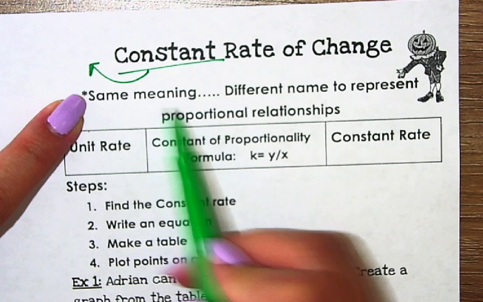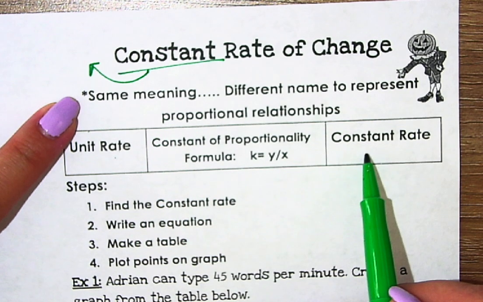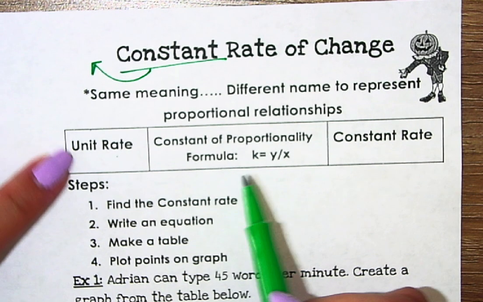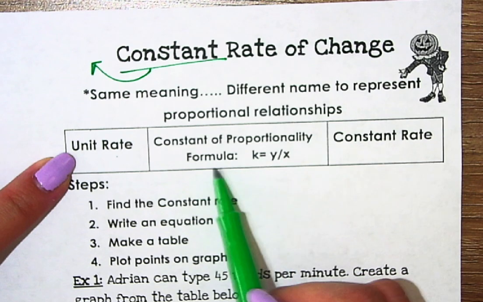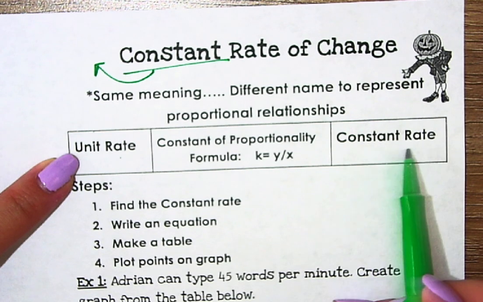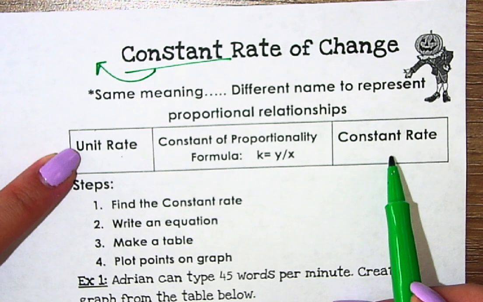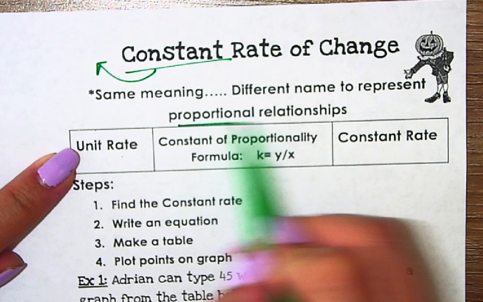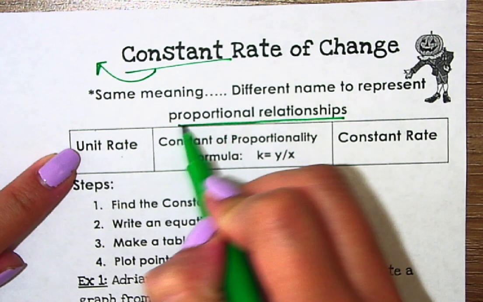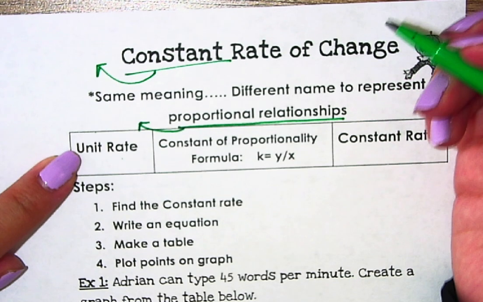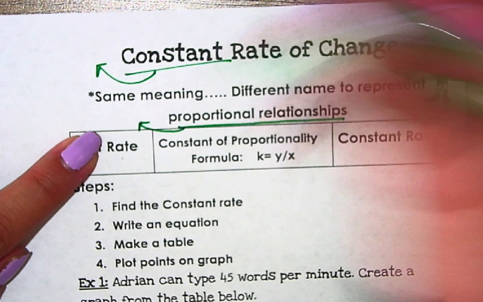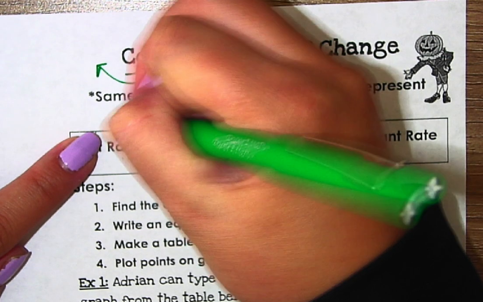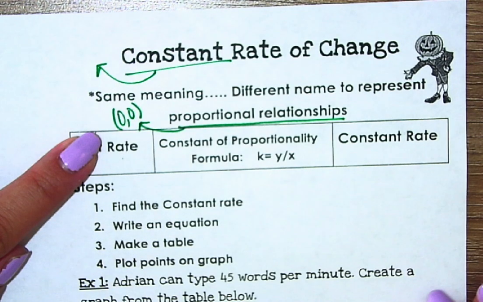So these three vocabulary words are all the same: unit rate, constant rate of proportionality, and constant rate. They're all the same thing. They all have different names, but they represent proportional relationships. Okay, proportional relationship means it's constant and it's going to go through the origin. It's going to go through 0, 0.